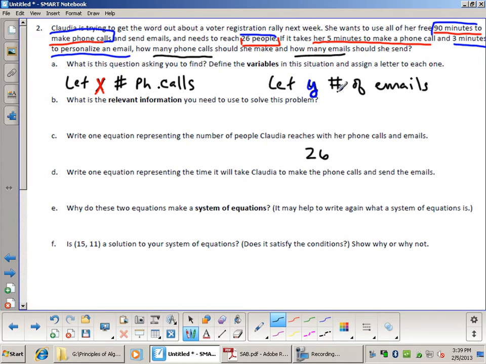So if I want to make a total of 26 things, I'm going to count up the number of phone calls, which would be the X, and the number of emails, which would be the Y, and then total them together. So if I take the number of phone calls, assuming it's one per person, and the number of emails, assuming one per person, I can't talk to any more than 26 people.